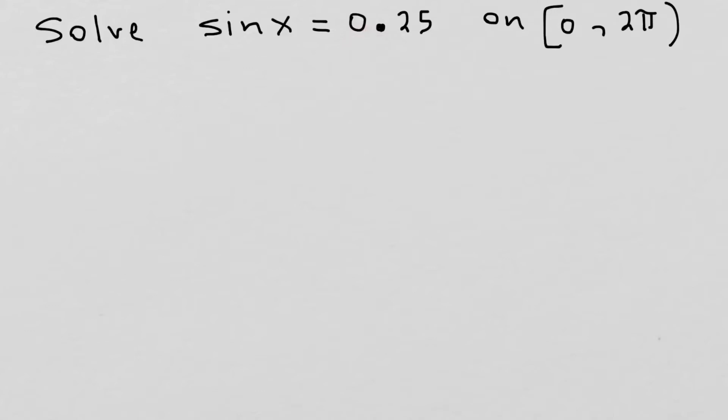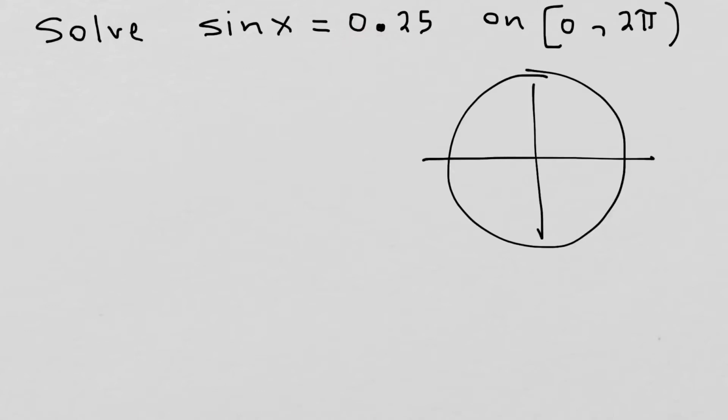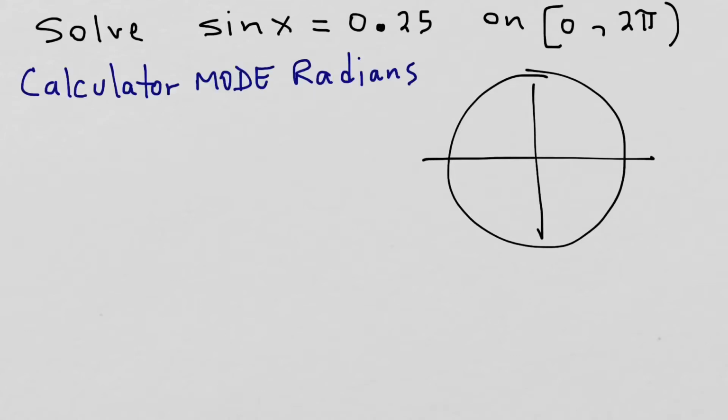So let's draw a circle. Now set your calculator into mode radians, because we're looking for our angles in radians that are within the interval 0 to 2 pi that have this sine of 0.25. Okay, so let's write out our equation. Our equation: sine of x is equal to 0.25.